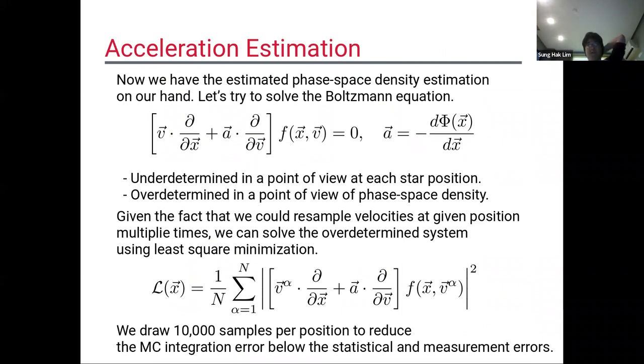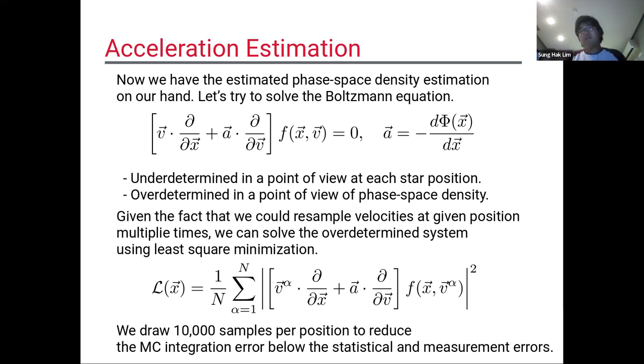Okay, before solving the equation of motion, let me just do some quick math. If you carefully look at this equation of motion, I just assumed the phase space density is in equilibrium, so I discarded the time derivative terms. After that, this equation just becomes a linear system of equations about the acceleration. So in principle, we could solve it, but if you consider this equation from the point of view of each star's position, each star has only one velocity, and that means at the end you will have only one equation. So it looks like an underdetermined system.